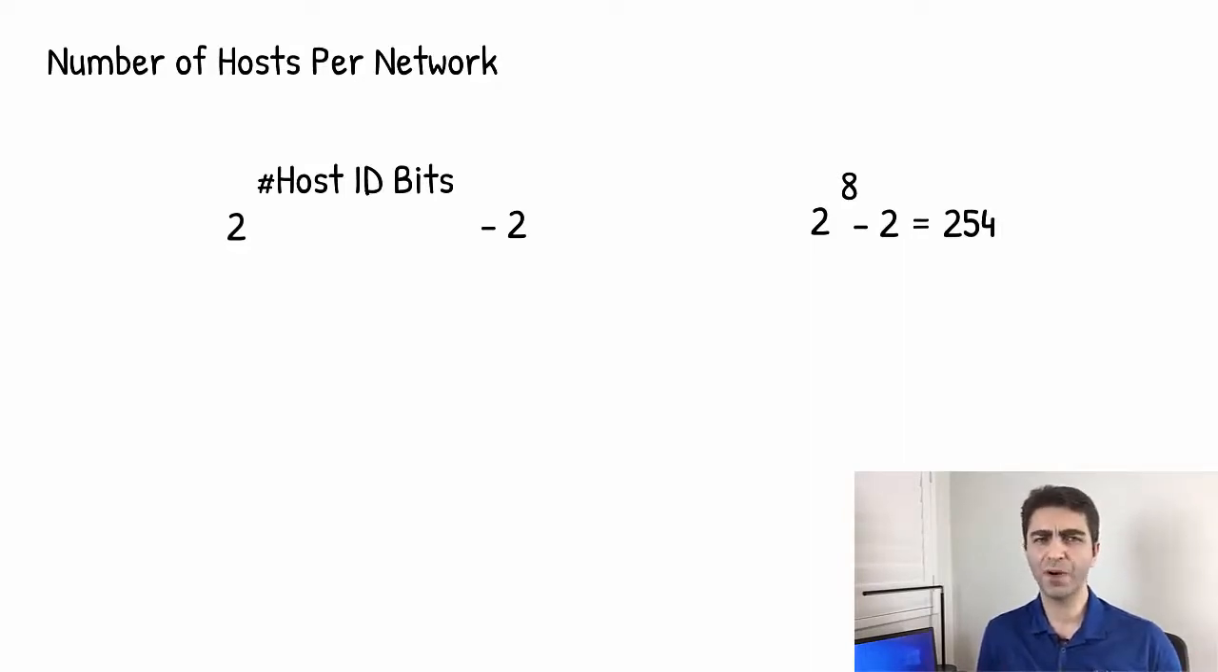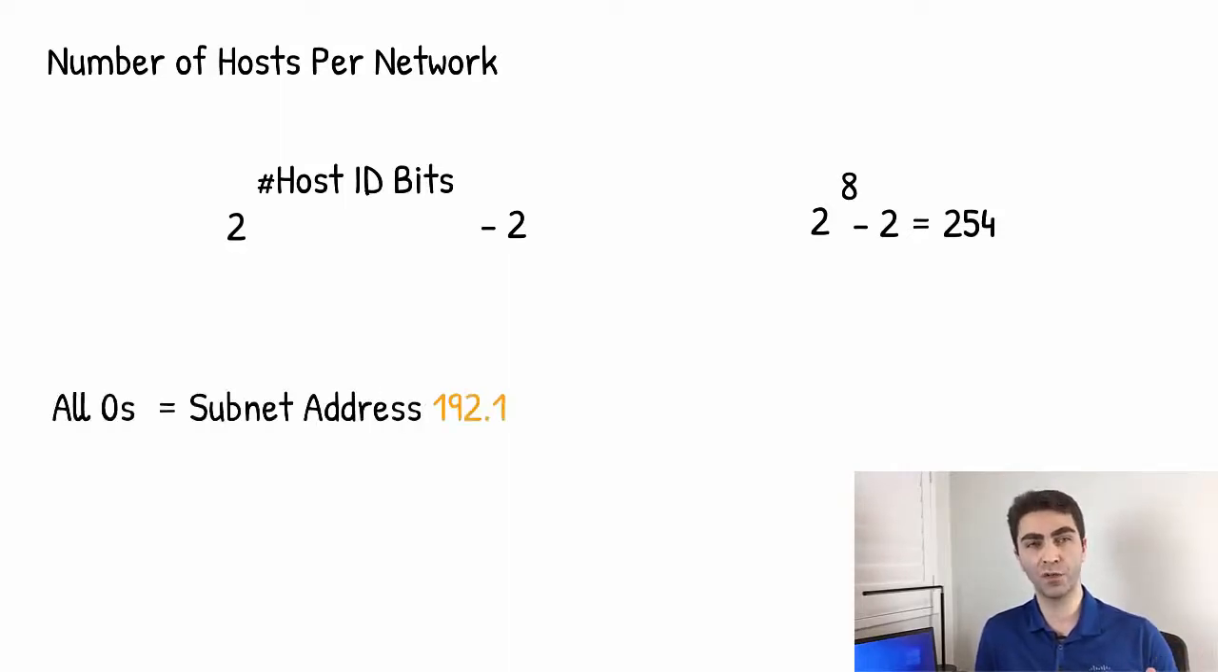But what is this minus 2 for? This minus 2 is for two addresses that we cannot use in each subnet or network. We cannot have an IP address which has all zeros in the host ID part, because that one is reserved for the network address.